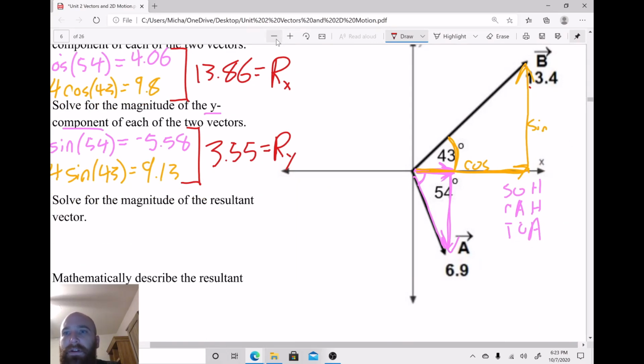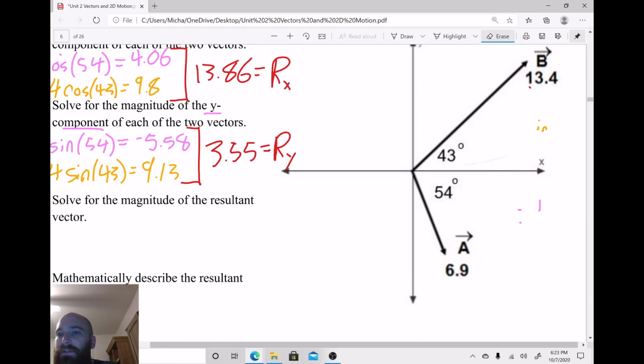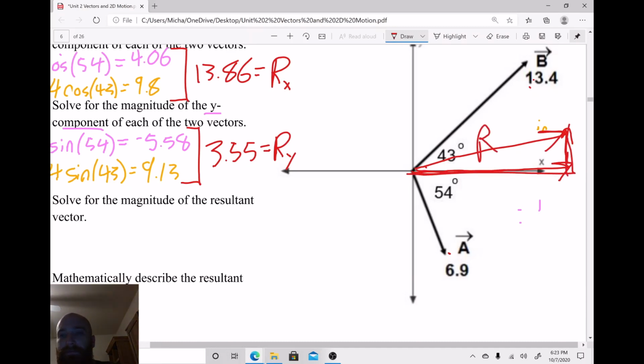So I'm going to clean up my diagram here. I'm just going to erase everything, basically. And remember before with that resultant, it kind of cut through across the middle-ish of the two? This one hopefully should as well when we do it. So again, we got 13.86, which is kind of far to the right, just looking at the other values, which are like 6 and 13. And 3.55 is not super high up. So I think it's like that. And then our resultant goes from start to finish. Again, these are the components, the x part of it and the y part of it. Let's give that R for resultant.